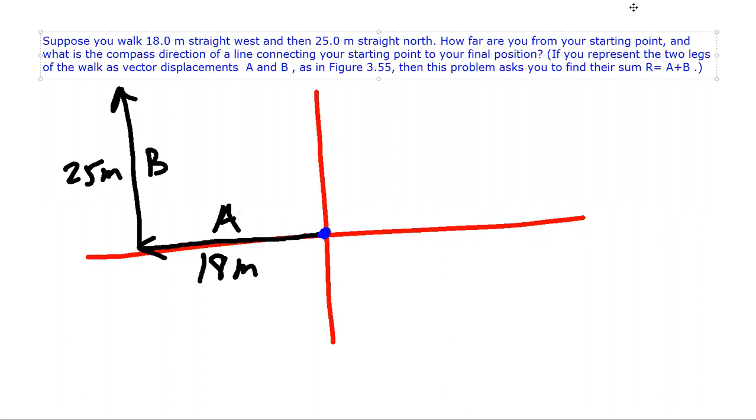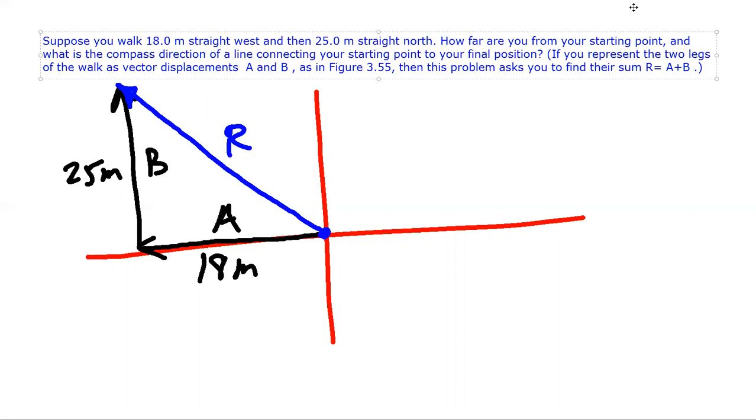This is your starting point, and this is the final position. So this is effectively a displacement problem. Displacement focuses on where you started and where you ended up. Distance doesn't look at the direction. Distance just adds up how much distance you actually covered.